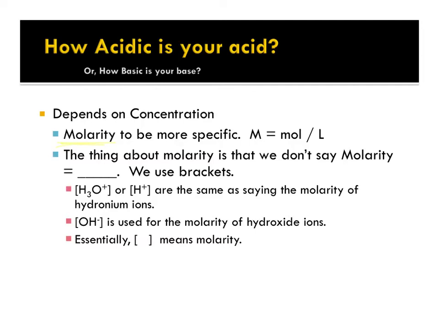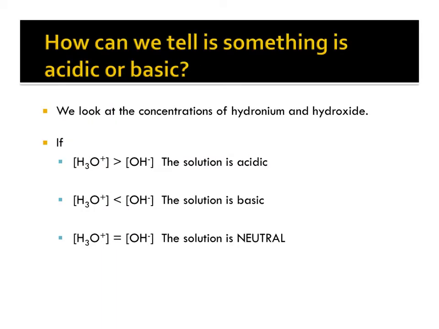Well, here in acids and bases, we're going to use brackets. So you put brackets around the H3O plus or the H plus, and then put a number, and that means the molarity of this is whatever that number is. So the brackets just make it a shorthand, a little easier for scientists to write out these long reports that they have to do.